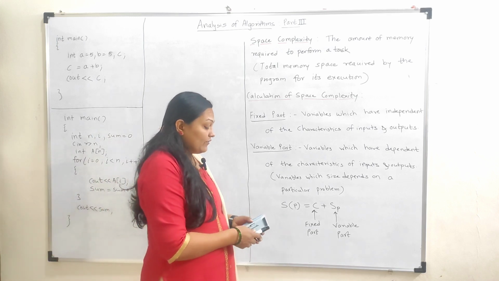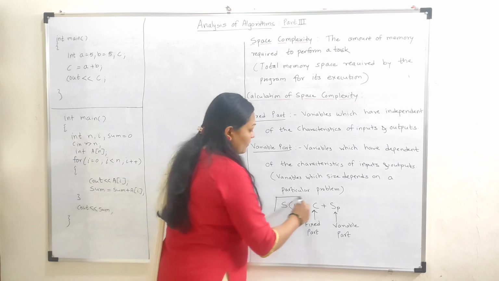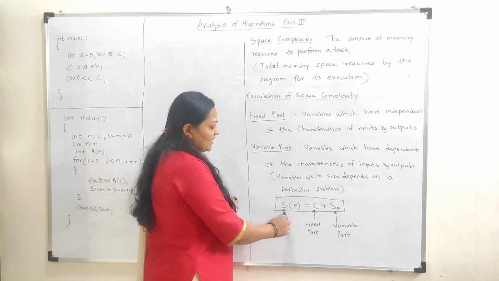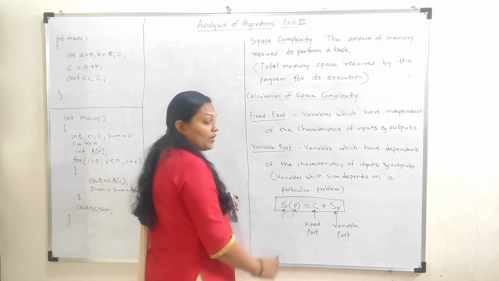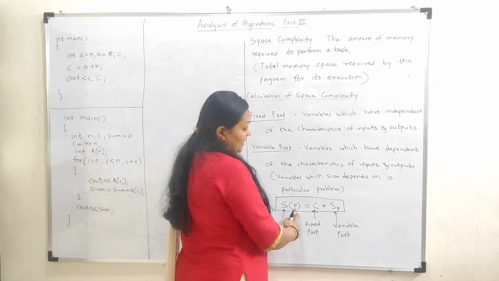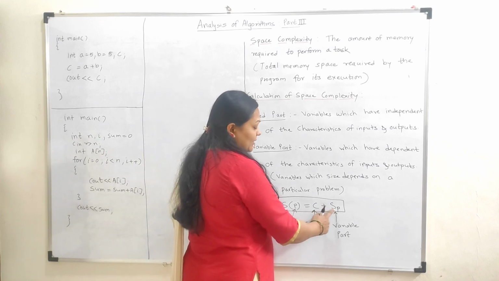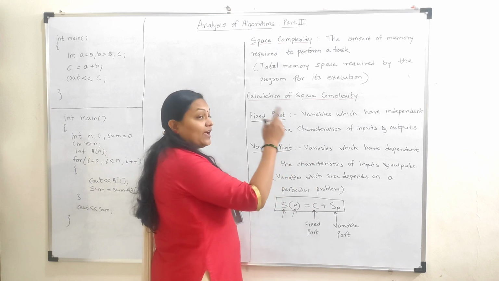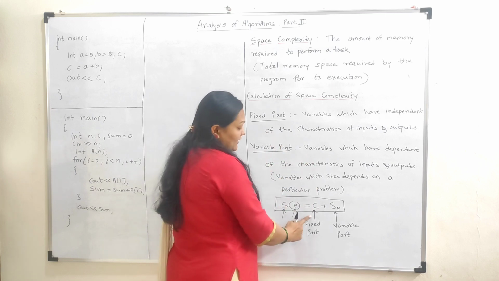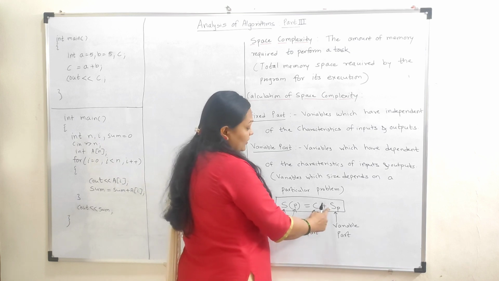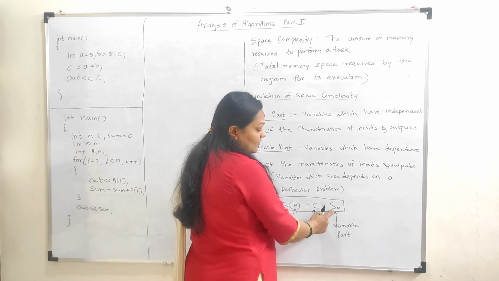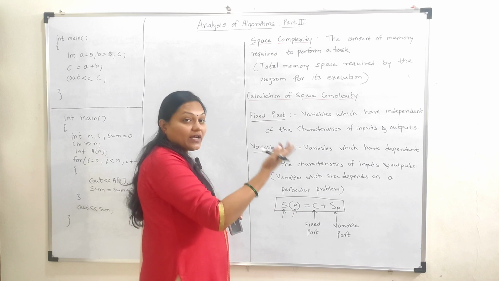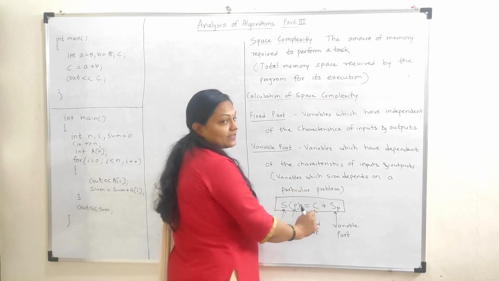So you can write down the formula for space complexity like this: S(P), the space complexity for a particular program. S indicates the space complexity, P indicates the program. Space complexity for a particular program is equal to C plus S_P. The C indicates the fixed part. So whatever variables are independent of other variables, we consider in the C part. Plus S_P, which consists of the variable part, meaning variables whose size depends on other variables, we consider in this part.